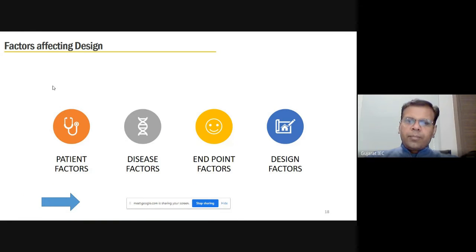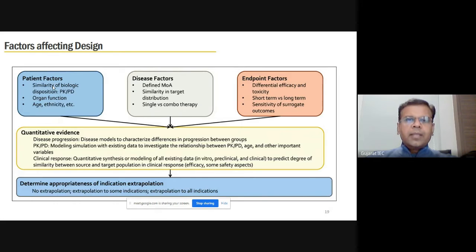If we try to break down the factors which are affecting the study design into four key factors, we consider patient-related factors. It could be related to the disease, it could be the endpoint, or certain design factors. So these are a sort of summary of the factors which would govern the typical efficacy study and its design.